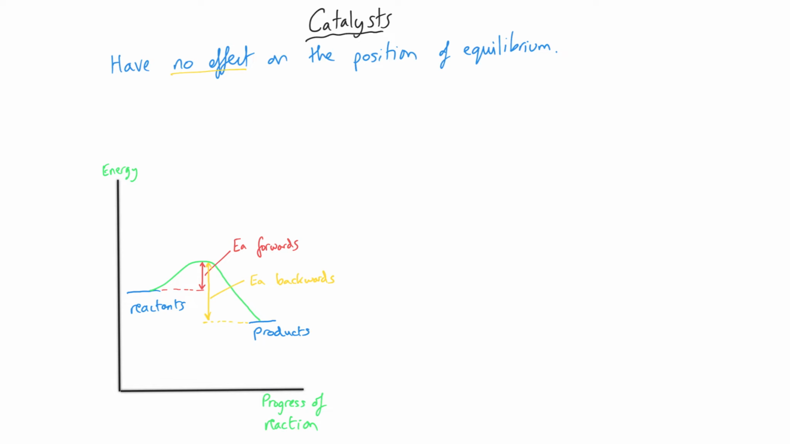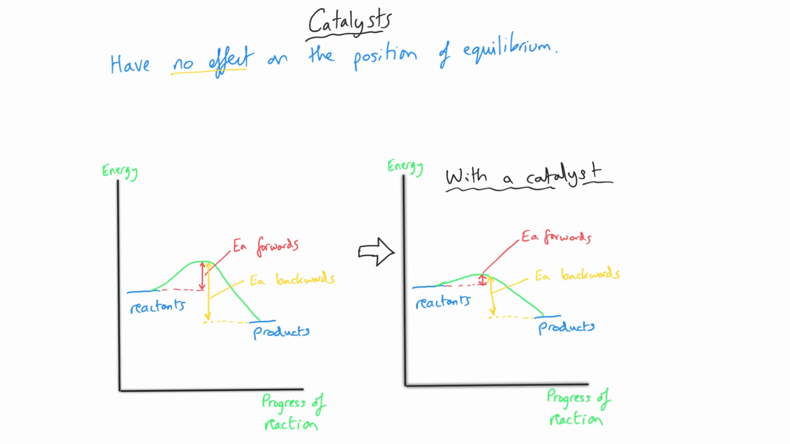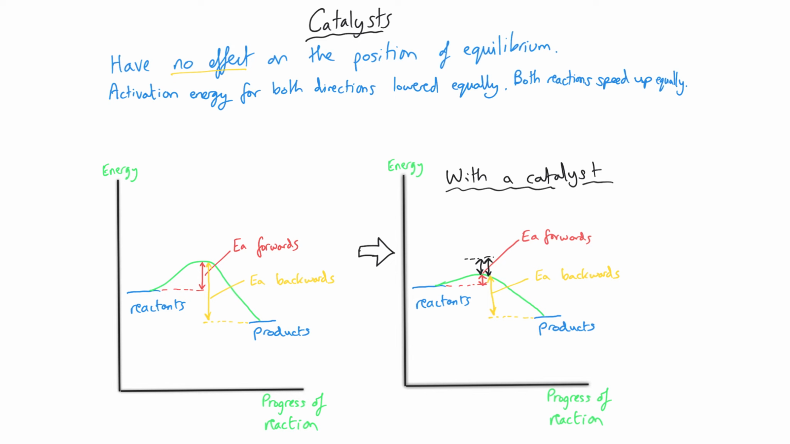However, what catalysts do is they lower the activation energy, and if you consider the reaction profile, the activation energy gets decreased by the same amount for both the forwards and the backwards reaction, because the hill just kind of gets lower, so to speak. And so the forwards reaction and the backwards reaction will be sped up by equal amounts, and so all that would happen is equilibrium would be reached faster.